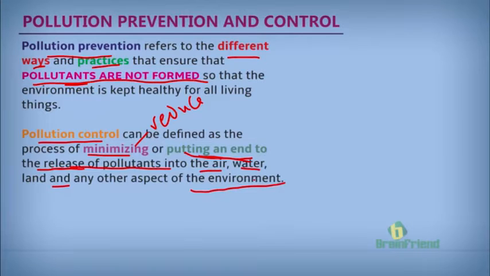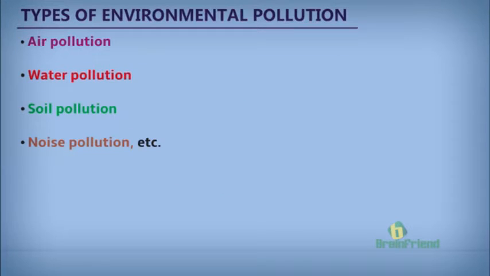There are different types of environmental pollution. They include air pollution, water pollution, noise pollution, and soil pollution. There are more types of pollution, but we'll just be looking at air pollution, water pollution, and soil pollution for the purpose of this class.